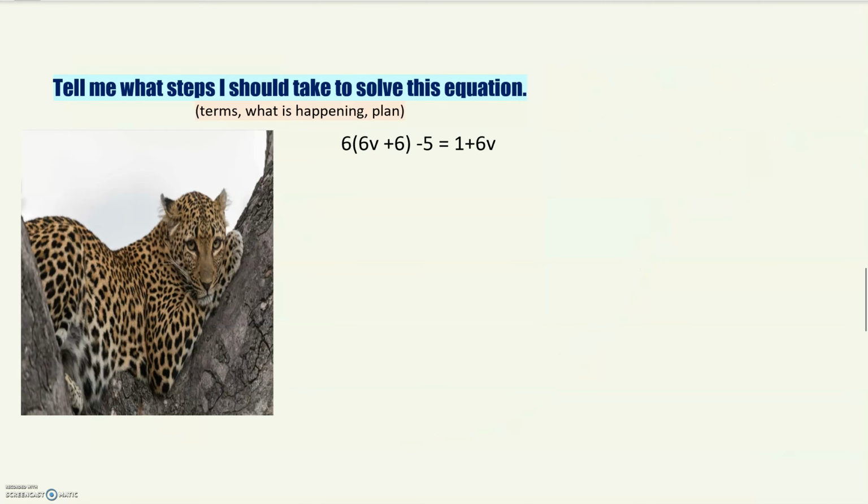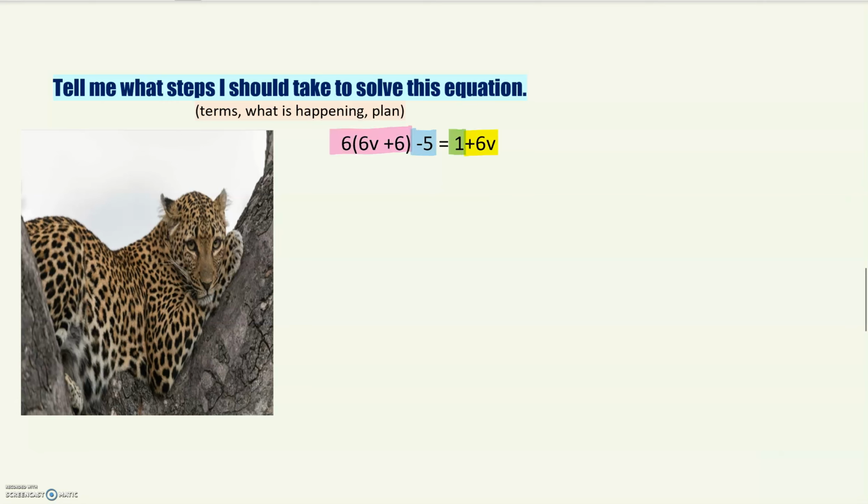For our second problem, I want you to go ahead and write it down on your paper, pause the video, identify the terms and what is happening to those v's, and make a plan of attack. I then want you to write only in words how it is that you would solve this equation. Please don't do the math first. Try and make the plan only in words. Pause the video and do that now.